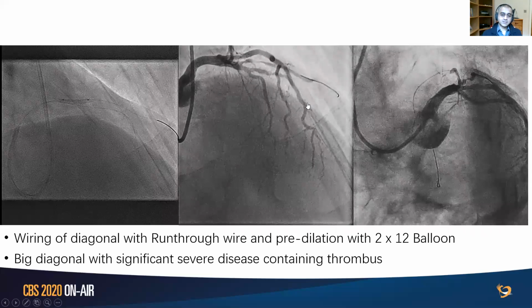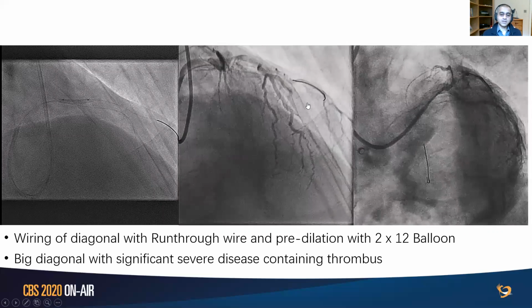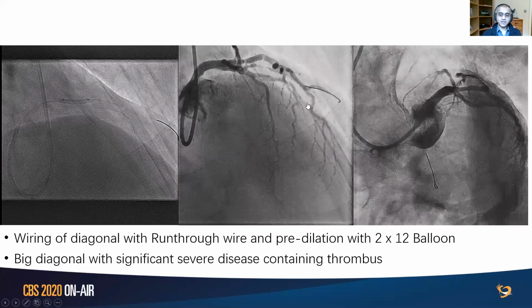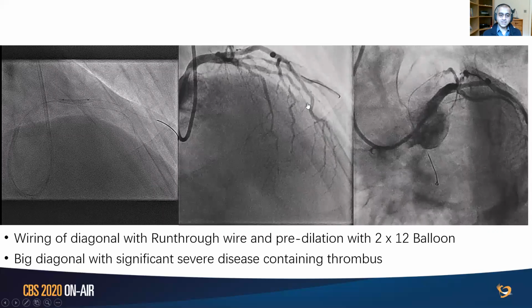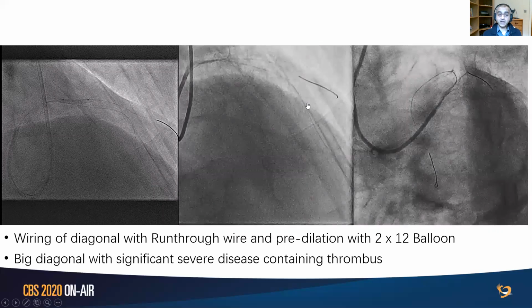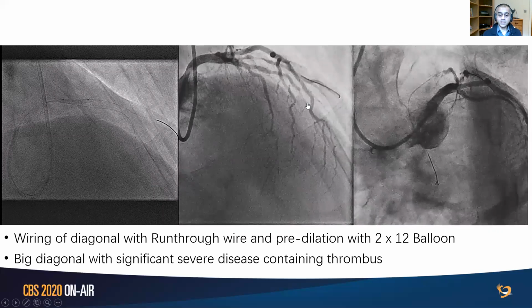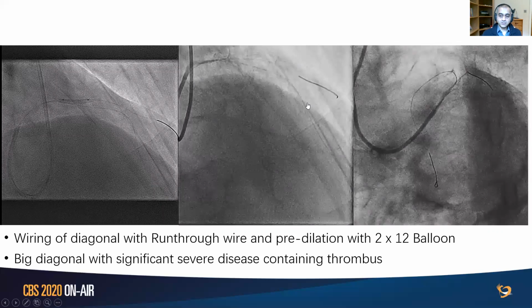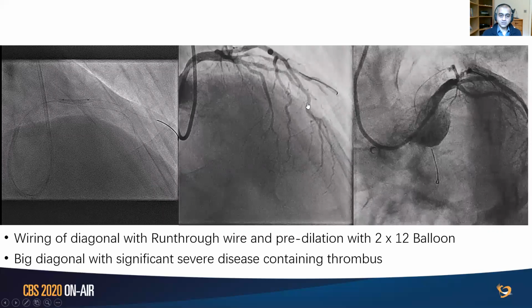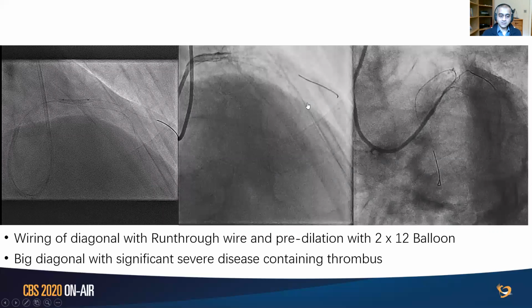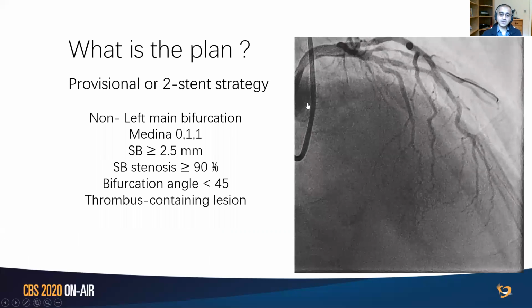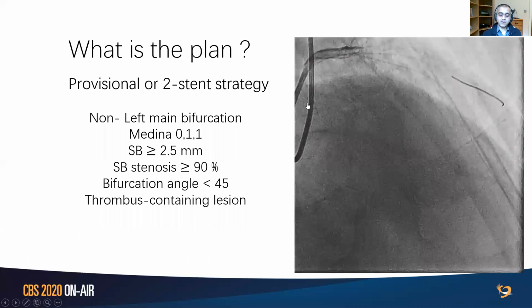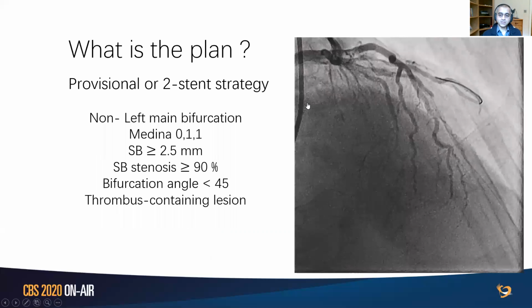Now, knowing that this is probably an important diagonal, it comes off very early. There aren't any other major diagonals coming off this LAD. I elected to put a second wire down and just gently inflate the ostium of this diagonal with a 2 mm balloon to see if I can assess its size and also its significance. Now, once we did that, you can see quite clearly that this is a very important diagonal branch.